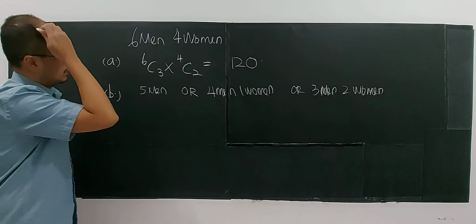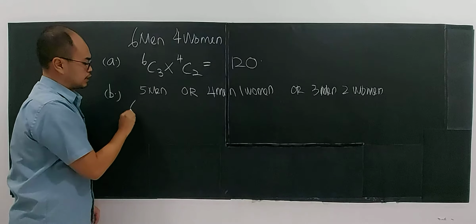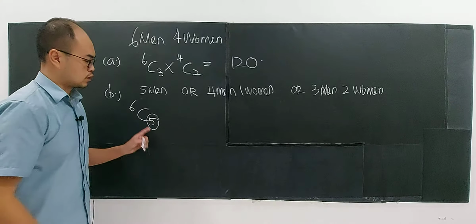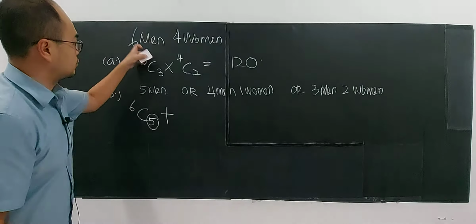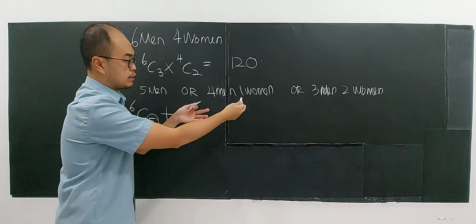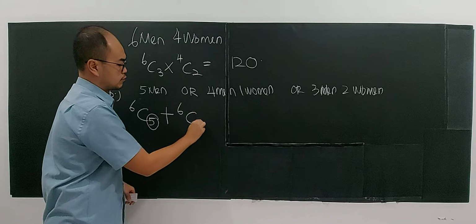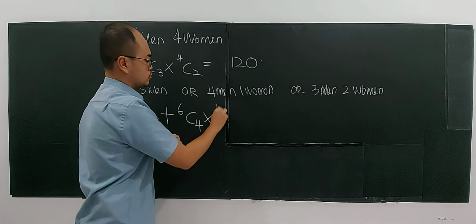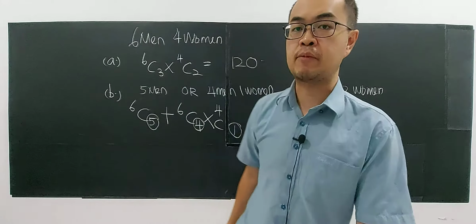So it means that the women choose no one. I can just write 6 choose 5, as long as the total must be 5. So 5 members are chosen from the men. Or another situation: maybe 4 men, 1 woman. 4 men means 6 men choosing 4, and from the 4 women choosing 1. The total of this must be 5, because the committee has 5 members.